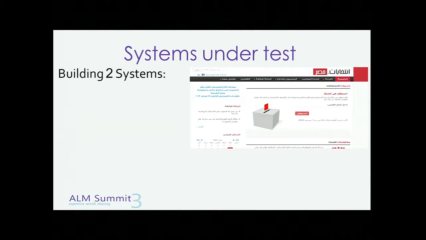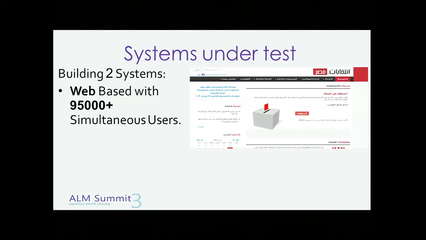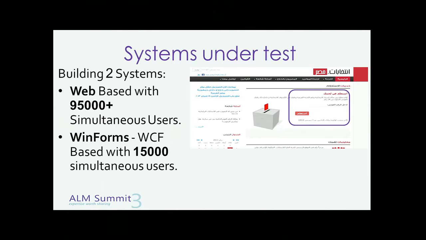So the Supreme Committee of Elections decided to build 2 systems. The first one was the web-based online system, to rebuild it again from the early beginning. And we expected, as I will explain later, 95,000 simultaneous users for that system, and I will tell how we calculated this. Additionally, a new system has been built, which was a WinForm or desktop system that calls at the back end a collection of WCF services.